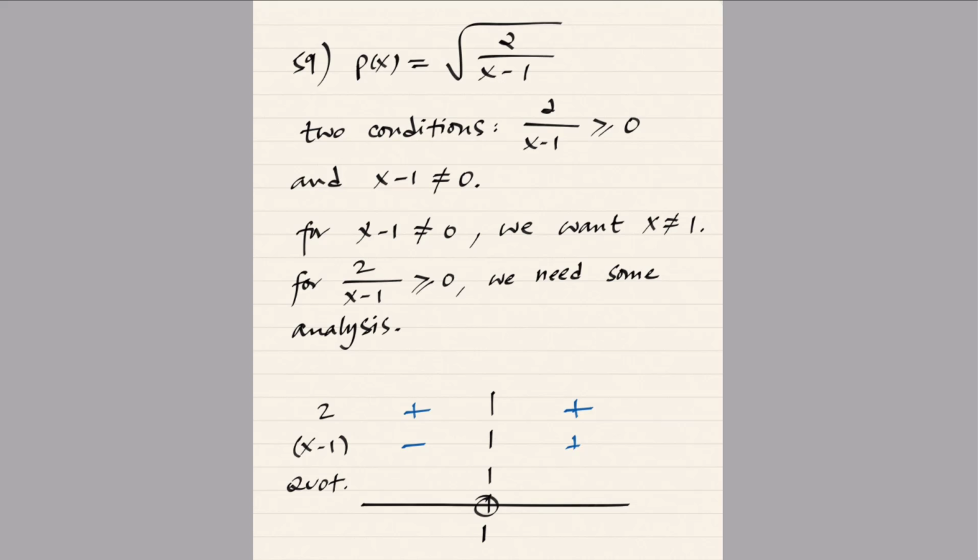And as far as the quotient is concerned, you know that if you divide mixed signs, in other words, if you have negative divided by positive or positive divided by negative, that gives you a negative quotient. And so we'll put a minus sign over here. And likewise, if you take the quotient of two positive numbers, you get a positive result. And so we have a positive result on the right side. Now again, because we were looking for where the quantity 2 over x minus 1 is greater than or equal to 0, we're going to take the right side here.